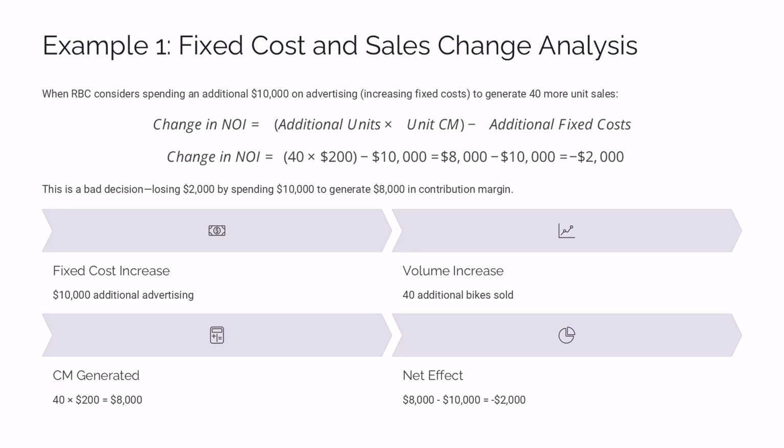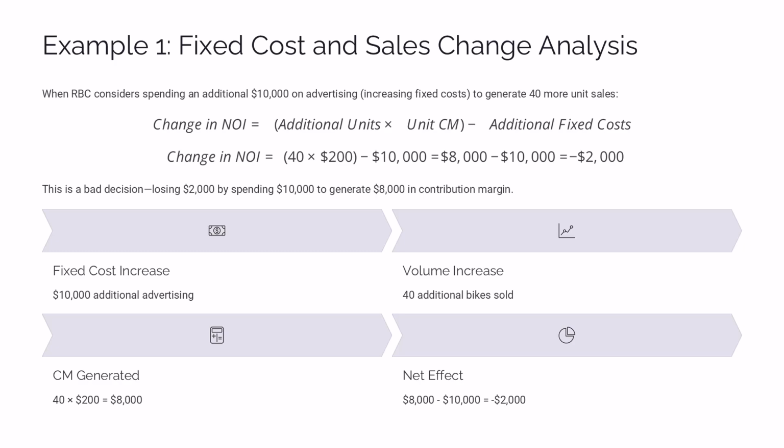$10,000 equals negative $2,000. So you're actually losing $2,000 by spending $10,000 to generate $8,000 in contribution margin, which is obviously a bad decision. This is exactly the trap that killed many direct-to-consumer brands like Casper and Blue Apron. They kept spending more on customer acquisition, fixed marketing costs, than they were generating in contribution margin from those customers, creating a death spiral where growth actually accelerated losses rather than reducing them.